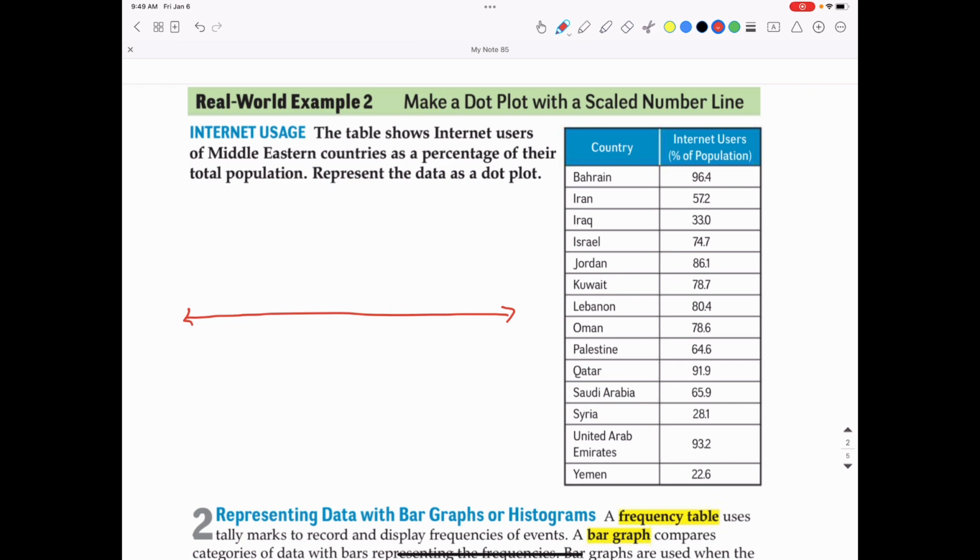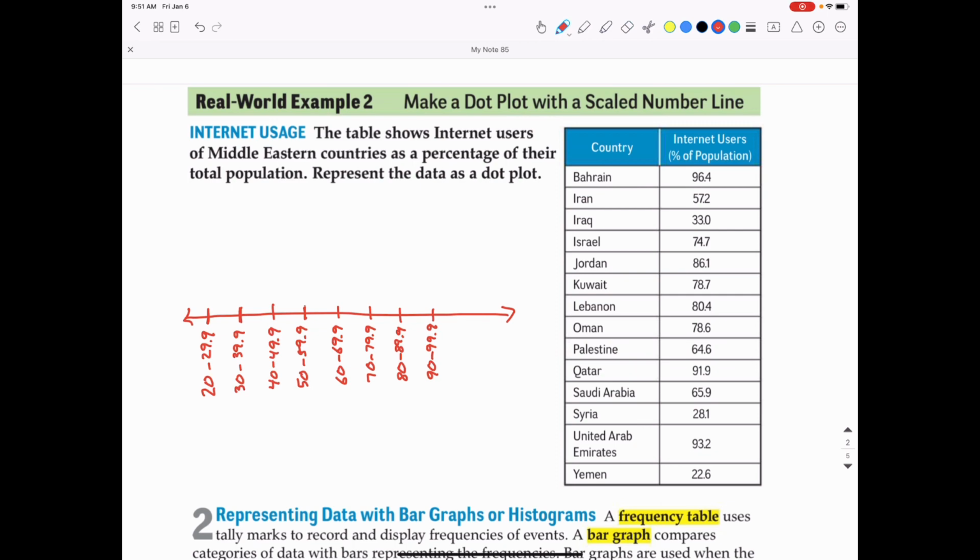The lowest number, again, was Yemen at 22.6. So instead of going by a certain specific number, I'm going to have my first little mark there represent all values in the 20s. In other words, from 20% to 29.9%. And then the second interval will represent all of those percentages in the 30s, from 30% to 39.9%. And so on. Represent all from the 40s, from 40% to 49.9%.